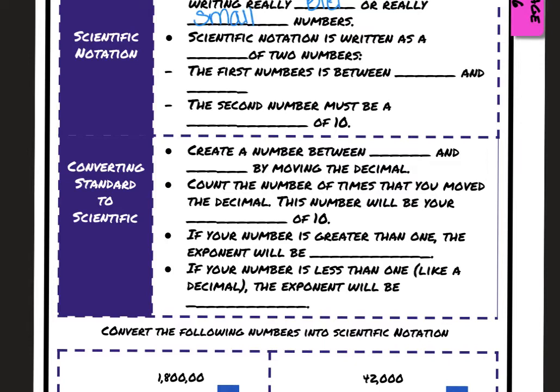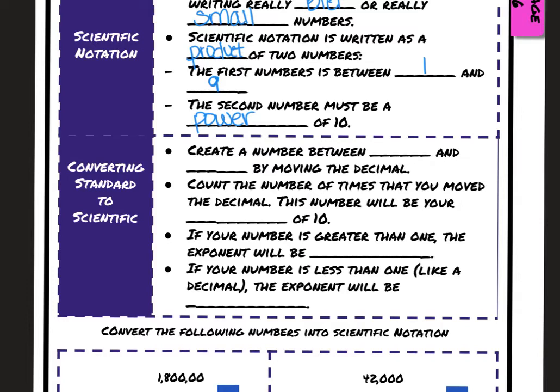Okay? Scientific notation is written as a product of two numbers. The first number is going to be between 1 and 9. Okay? And the second number must be a power of 10. So we're going to practice converting standard to scientific.